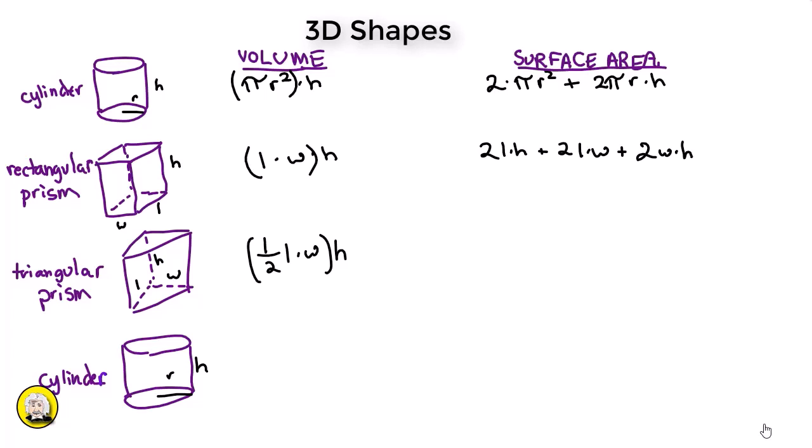So first, let's look at the volume of cylinders and prisms. In the case of a cylinder, my volume is going to be the area of my base circle, so that's just pi r squared, times the height. So it's almost like my circles being stacked on top of each other as it goes all the way up through the height. And that is the volume of my cylinder.